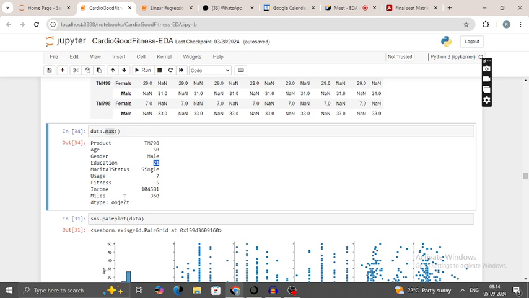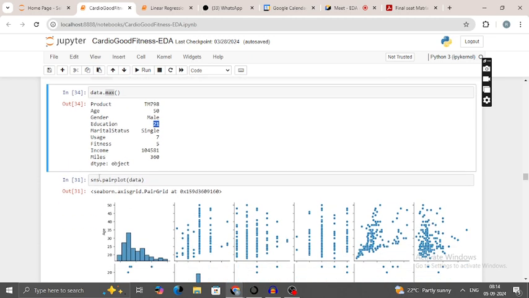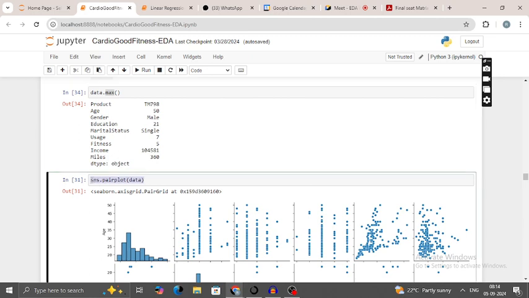Minimum values, maximum, anyhow, if you want. Yesterday I told you about pair plot: one command, and all plots will come. sns.pairplot.